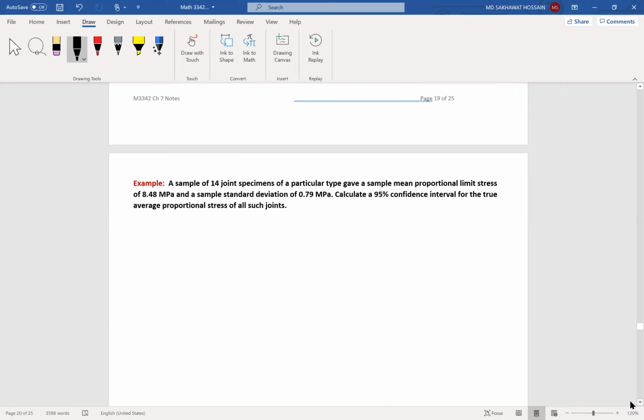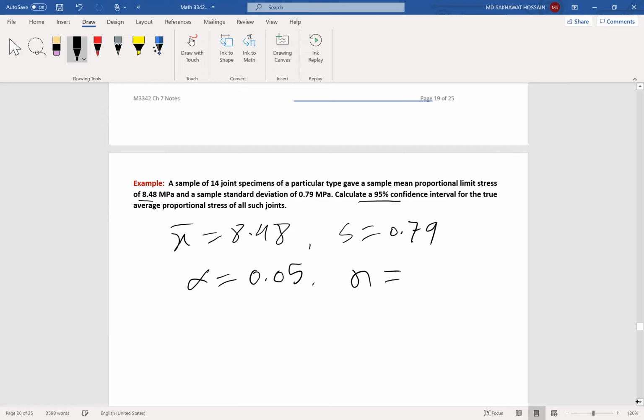Okay, so now we'll go over an example. A sample of 14 joint specimens of a particular type gave a sample mean proportional limit stress of 8.48 MPa. So the sample mean X bar is 8.48 and the sample standard deviation S is 0.79. The confidence interval is 95%, so alpha is 0.05, and sample size n is equal to 14.